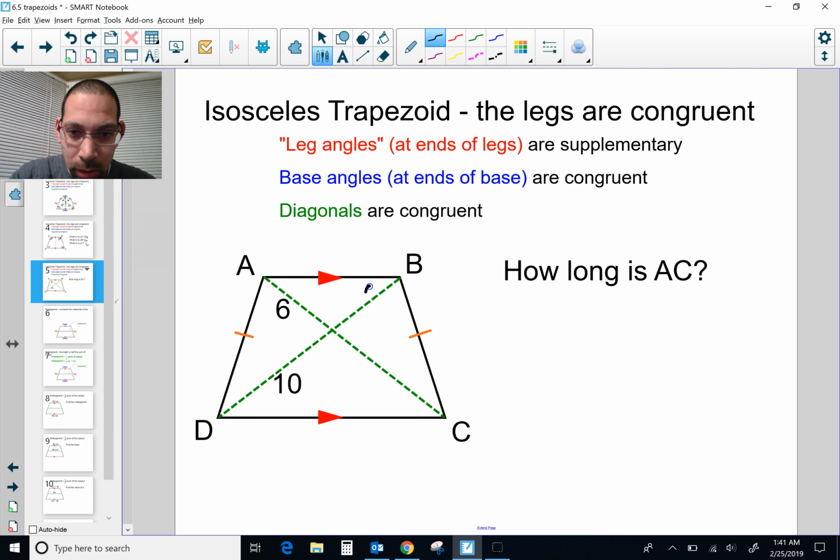As I stated earlier, this is going to be 6 and this is going to be 10. It's kind of like there's a line of symmetry right down the middle, and everything on the left of this trapezoid is equal to everything on the right. So how long is AC? Well, this is 10 and this is 6. That means AC is 16.